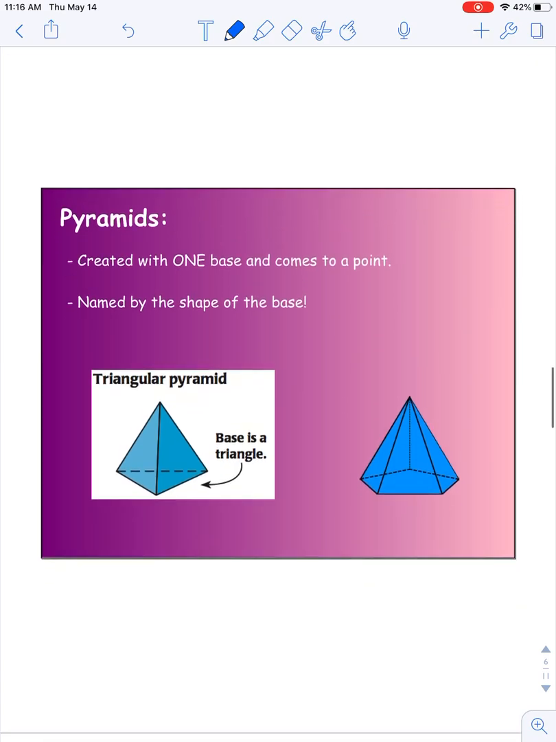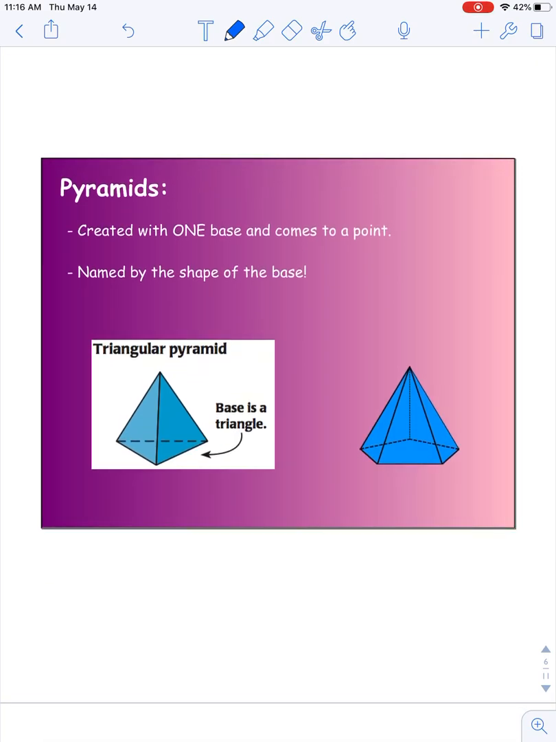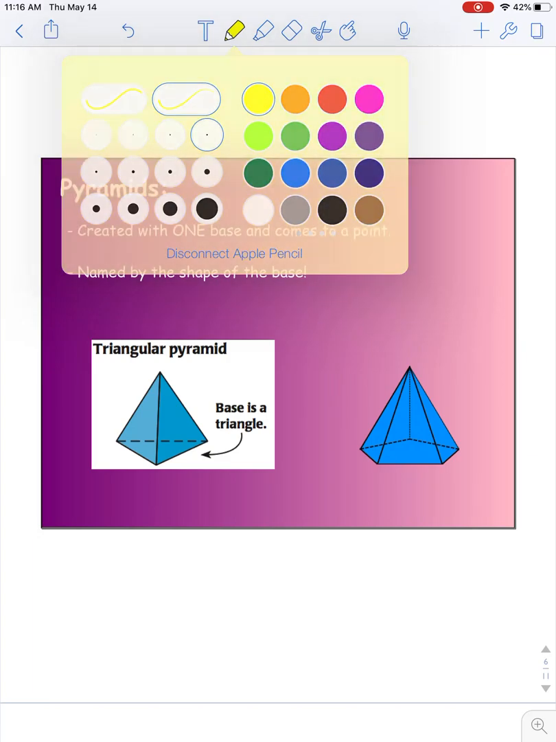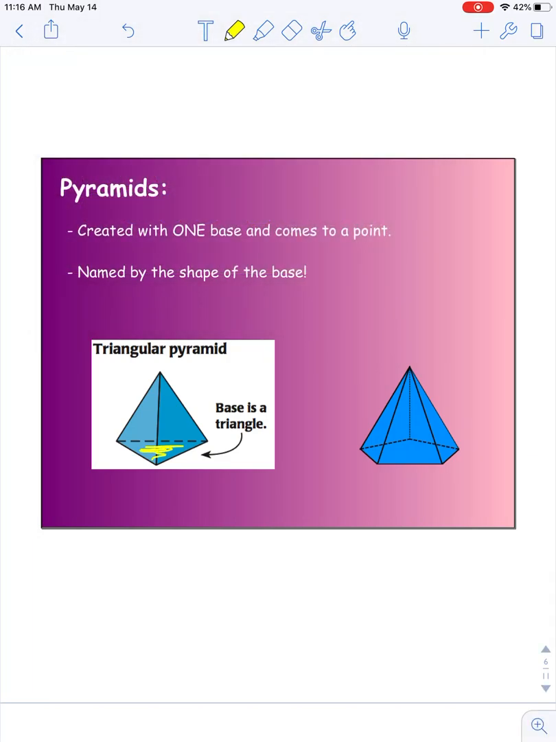Pyramids are created with one base and they come to a point at the top. So a pyramid only has one base. You can see there's not a base on the top and it comes to a point. Okay, so we name these by the shape of their base. So this base right here is a triangle, so it's called a triangular pyramid. This base is a pentagon, so we call it a pentagonal pyramid.